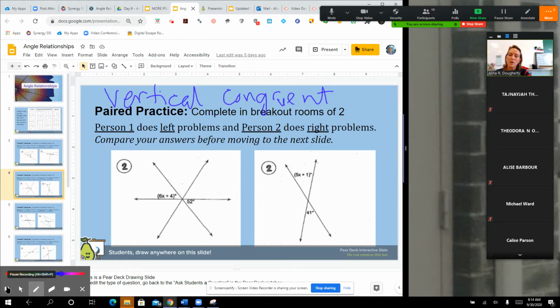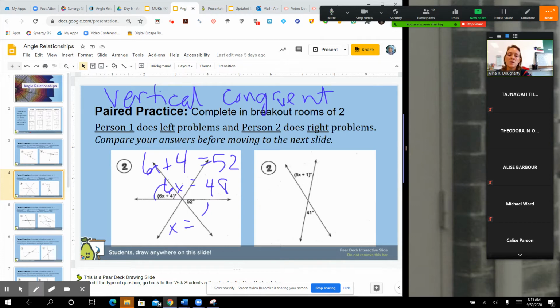All right, so if I do the one on the left, 6x plus 4 equals 52 because they're vertical and congruent. Then I get 6x equals 48, or x equals, I feel like that's 12. 48 divided by 6 is 8. Oh, I should have known that. That's the one I always miss. And then 5x plus 1 equals 41, and 5x equals 40, and x equals 8.